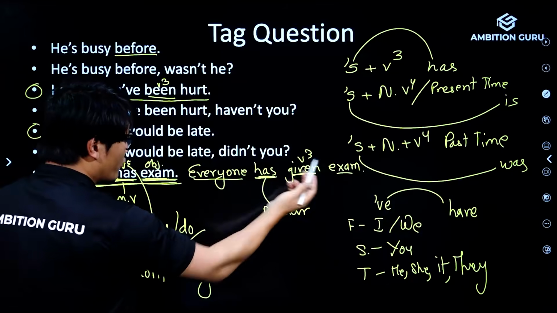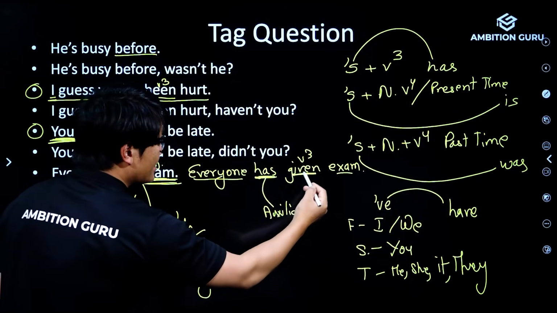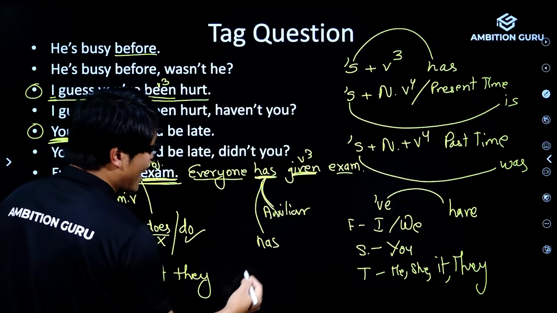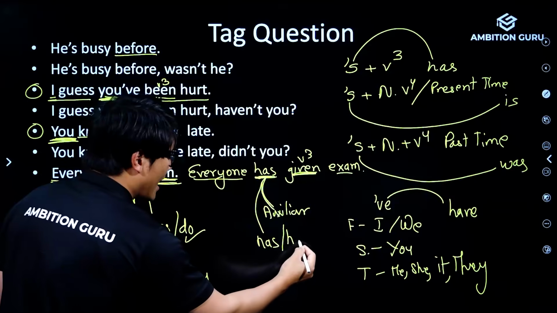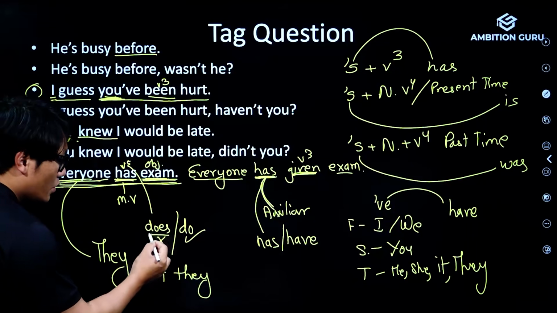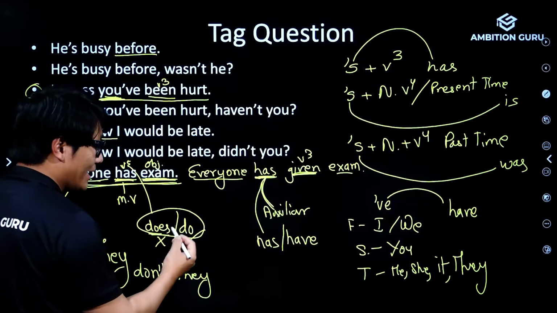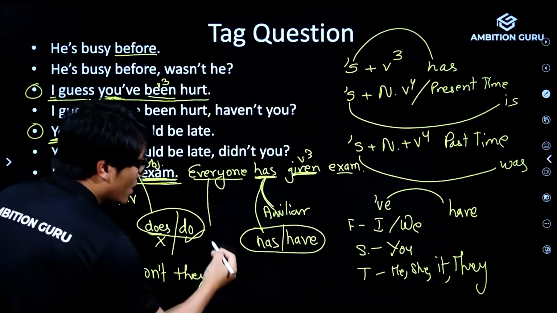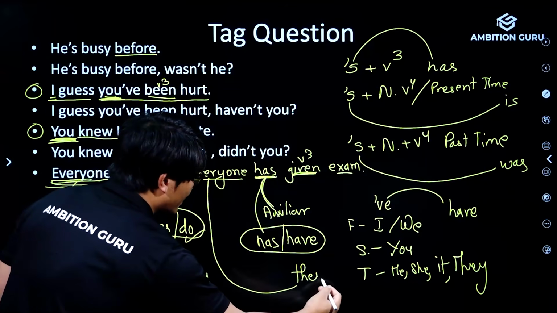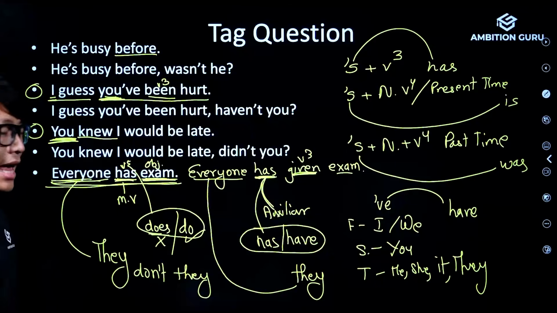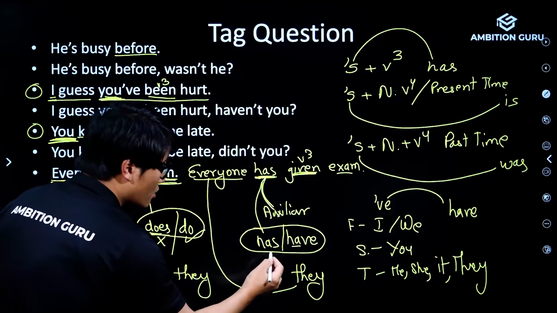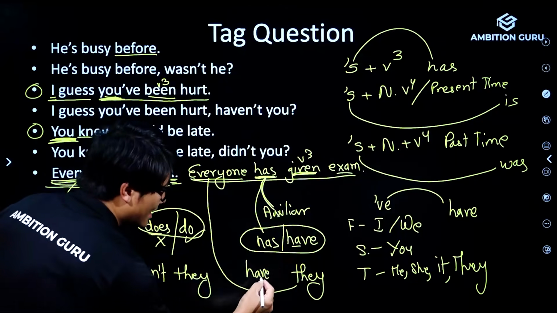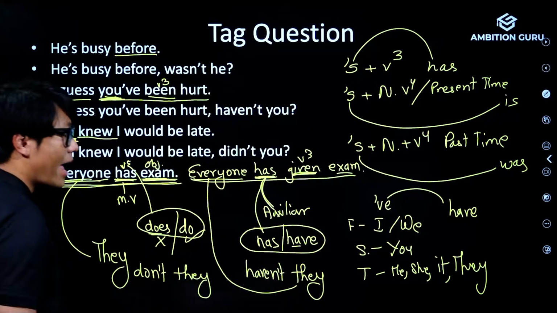Everyone has given exam. So the word after "has" here is a verb in its third form, that's why this "has" is an auxiliary verb. So when there is "has", then obviously there should be "have" as well, because do and does are always together, like that, has and have are always together. Now what's the answer? "Everyone" should be changed into "they" pronoun. And obviously "they" takes "have", not "has". So the answer should be "have", and this is affirmative. That's why the tag question should be negative. So we write here, "haven't they?"